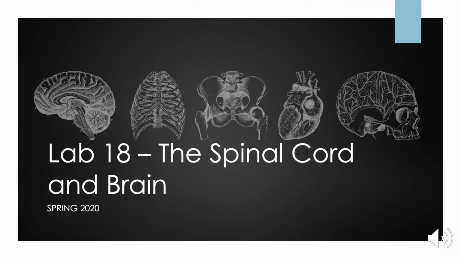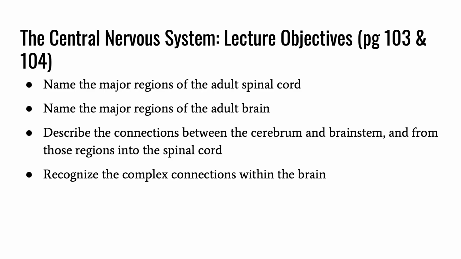Today we'll be discussing Lab 18, which covers the anatomy of the spinal cord and brain. So we have a couple objectives today. By the end of this video, you should be able to name the major regions of the adult spinal cord, name the major regions of the adult brain, describe the connections between the cerebrum and brainstem, and from those regions into the spinal cord, and finally you should be able to recognize the complex connections within the brain.